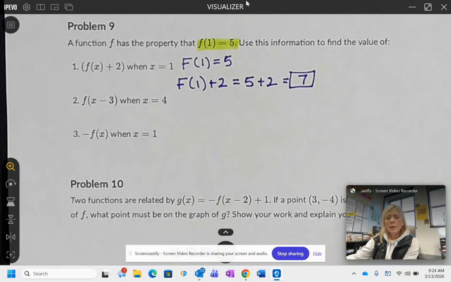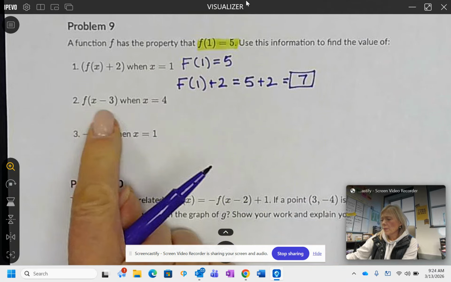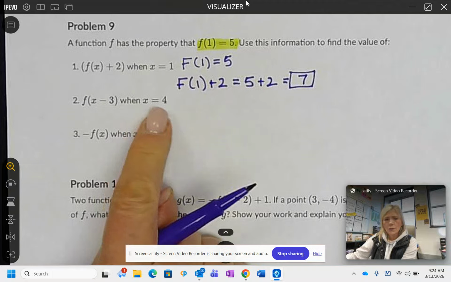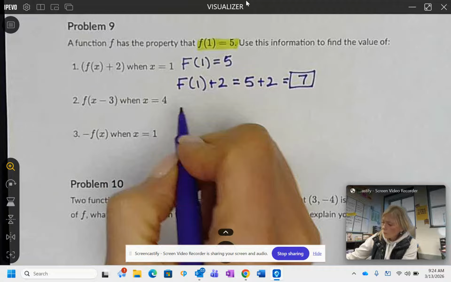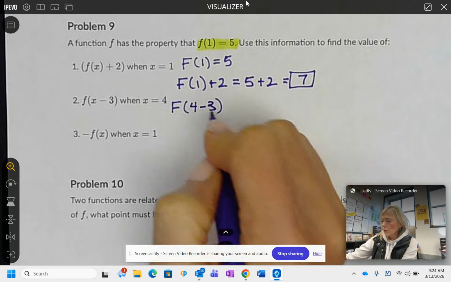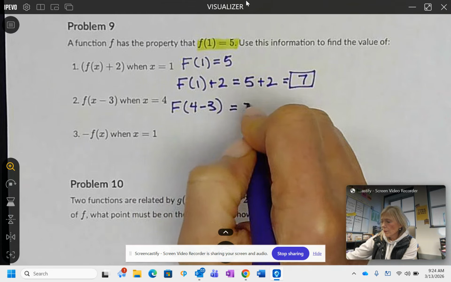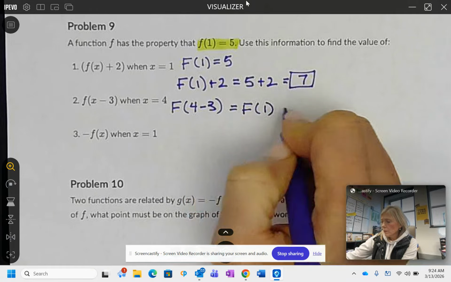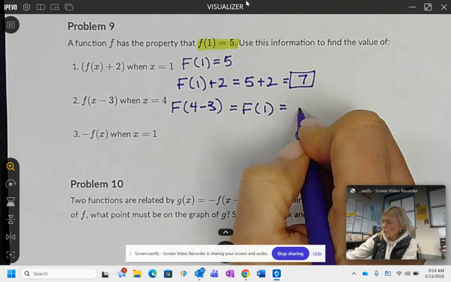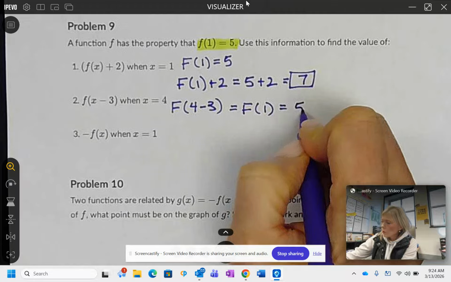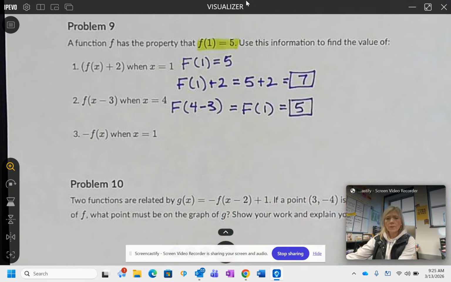Okay. Next is f of x minus 3 when x is 4. So I'm going to replace the x with a 4. So 4 minus 3 is equal to 1. So this is equal to f of 1. And it tells me right here, f of 1 is 5. So the final answer to question 2 here is 5.